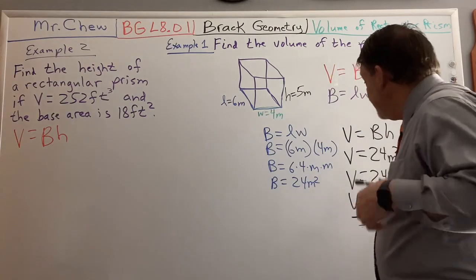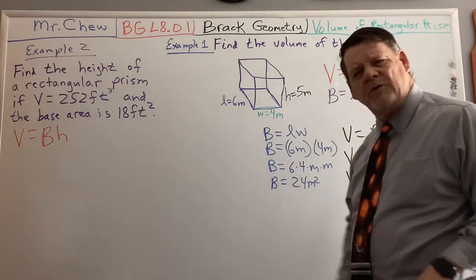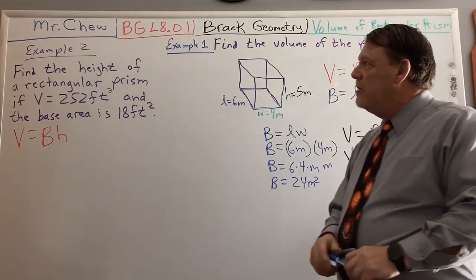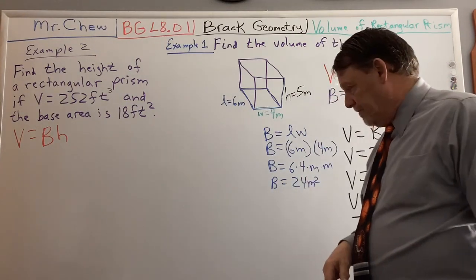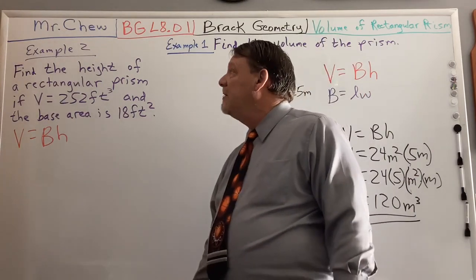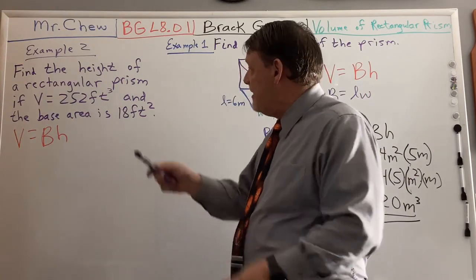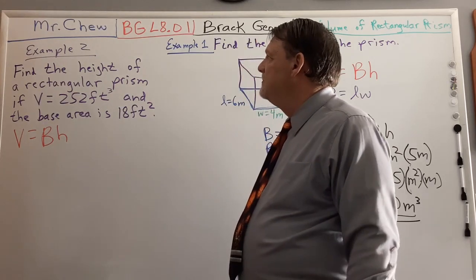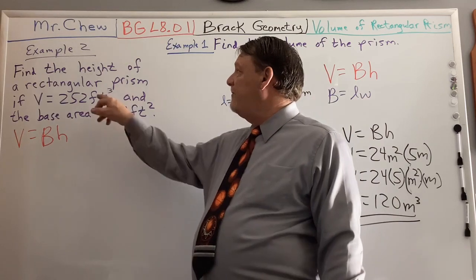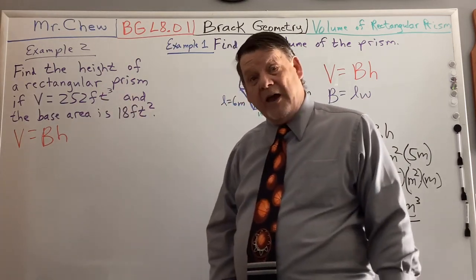All right, so the problems do get harder. This is just a basic one. I wanted to show you a basic one before we got to example 2, which is a word problem. In example 2, it says, find the height of a rectangular prism given the volume and the base area.